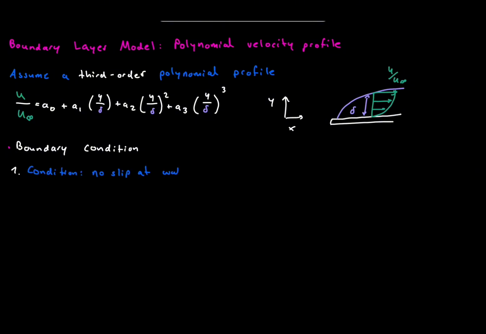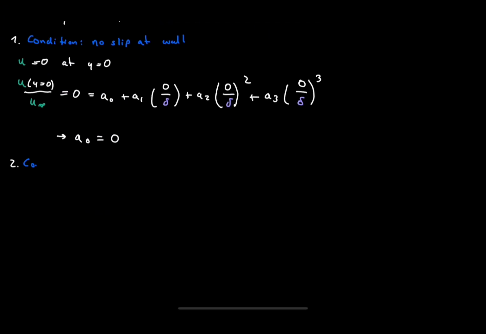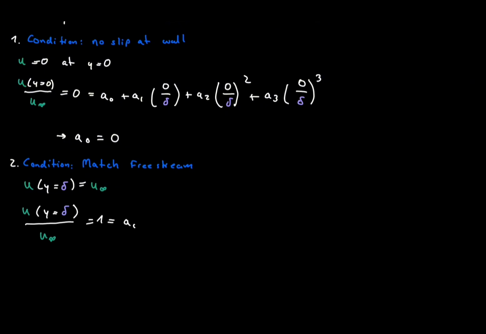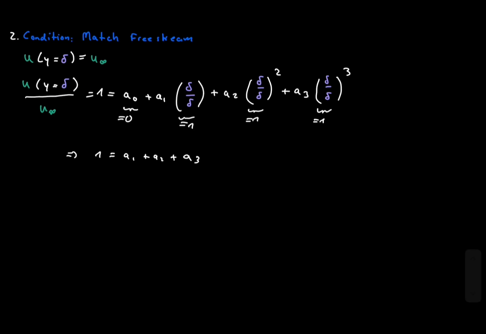First, at the wall, where y equals 0, the velocity must be 0. This immediately gives coefficient 0 equals 0. Second, at the edge of the boundary layer, where y equals delta, the velocity must match the freestream velocity. This gives coefficient 1 plus coefficient 2 plus coefficient 3 equals 1.